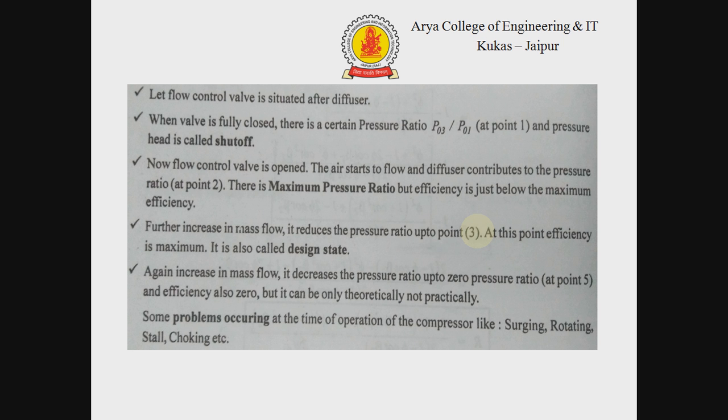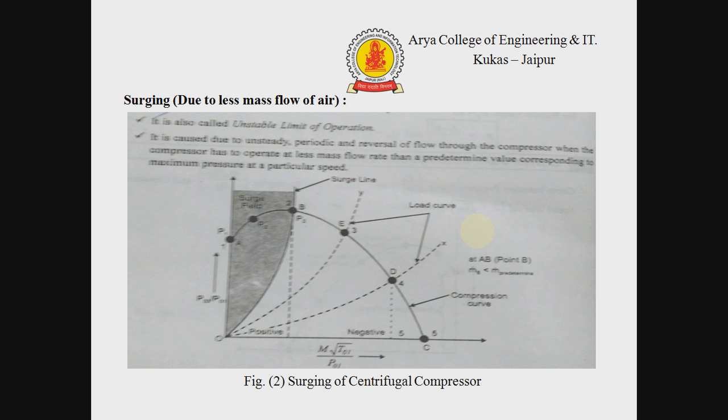Some problems occur at the time of operation of a compressor, like surging, rotating stall, choking, etc. So we discuss these problems one by one. First we discuss surging, which is due to less mass flow of air. It is called the unstable limit of operation.